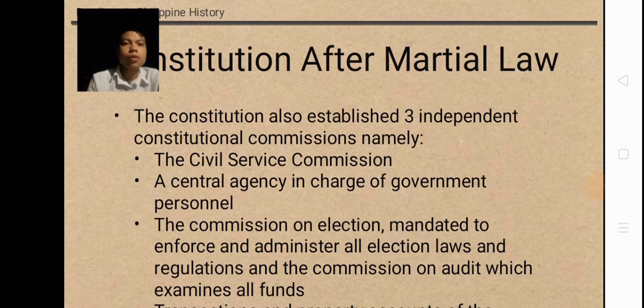The Constitution also established three independent constitutional commissions, namely the Civil Service Commission, a central agency in charge of government personnel; the Commission on Elections, mandated to enforce and administer all election laws and regulations; and the Commission on Audit, which examines all funds.